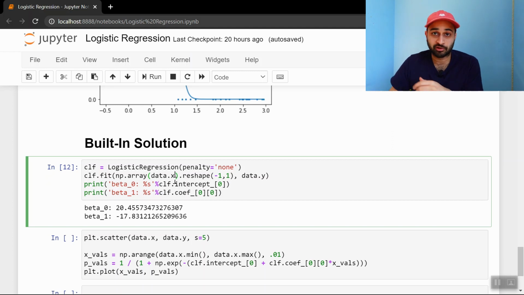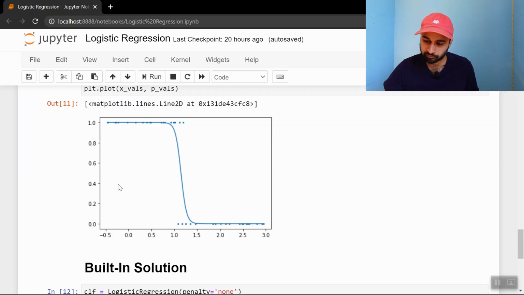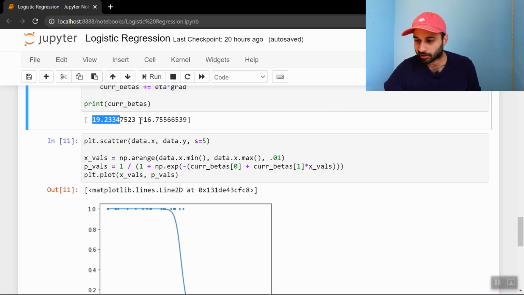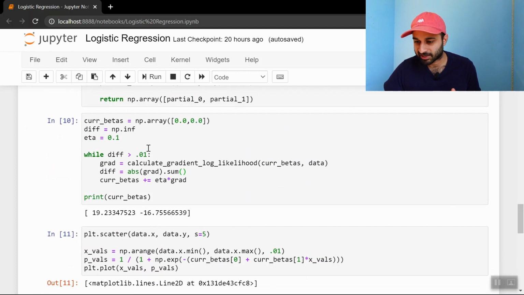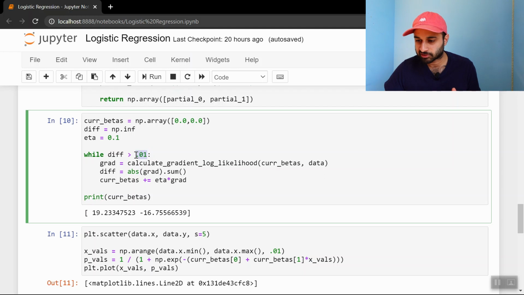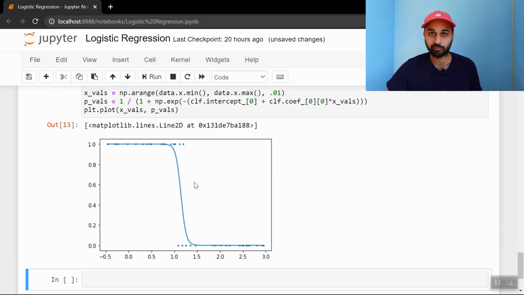But let's make sure we get a close solution. So their beta naught was 20.5 and their beta 1 was -17.8. Ours was 19.2, sort of close to 20.5, and our beta 1 was -16.8, which is sort of close to this. What I suspect is that if we had taken this difference and made it a lower threshold so that it took longer to converge, we would get closer to these true values. And so let's take a look at the sigmoid for the built-in version.